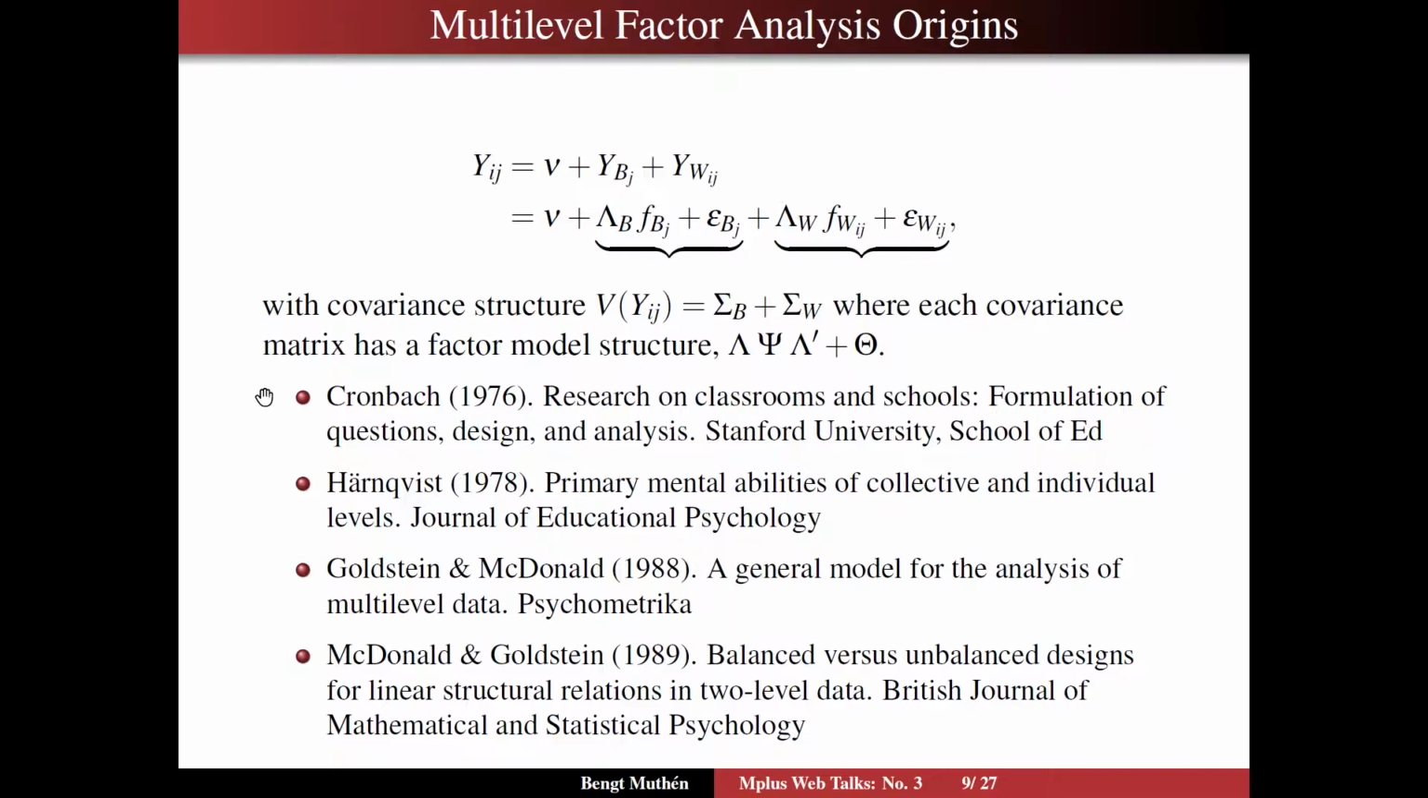This interest in multi-level factor analysis seems to have started with a research paper by Lee Cronbach in 1976, where he did research on classrooms and schools, and that is clearly hierarchical data, students within classrooms and students within schools. And in 1978, or actually earlier than that, Kjell Härnqvist from Sweden came over and visited Cronbach at Stanford and got inspired, went home to Sweden and wrote this paper, Primary Mental Abilities at Collective and Individual Levels.